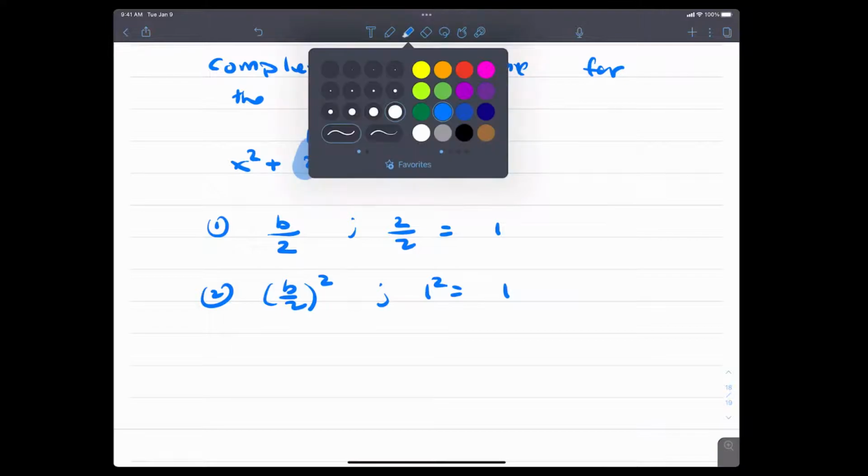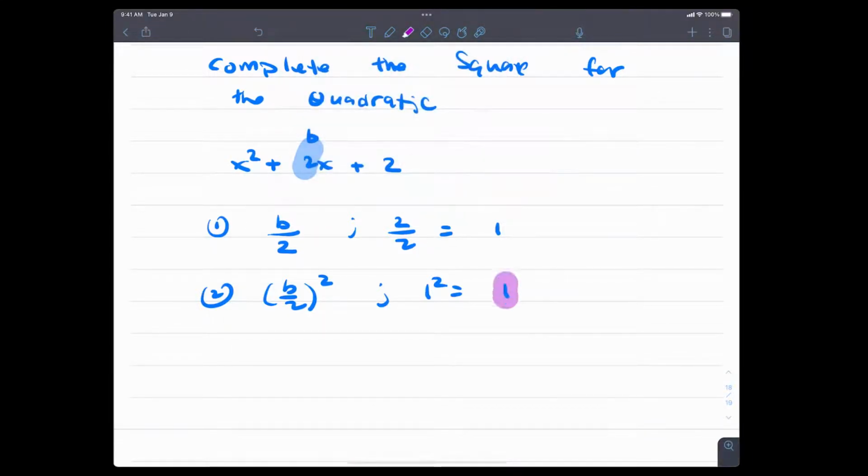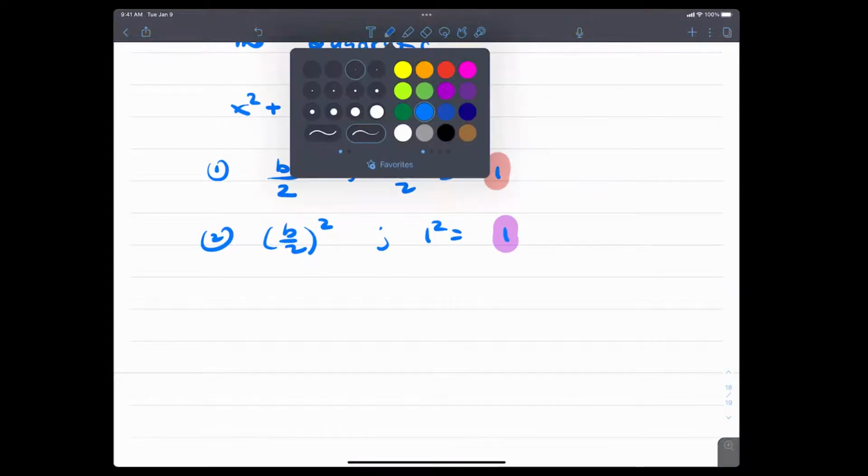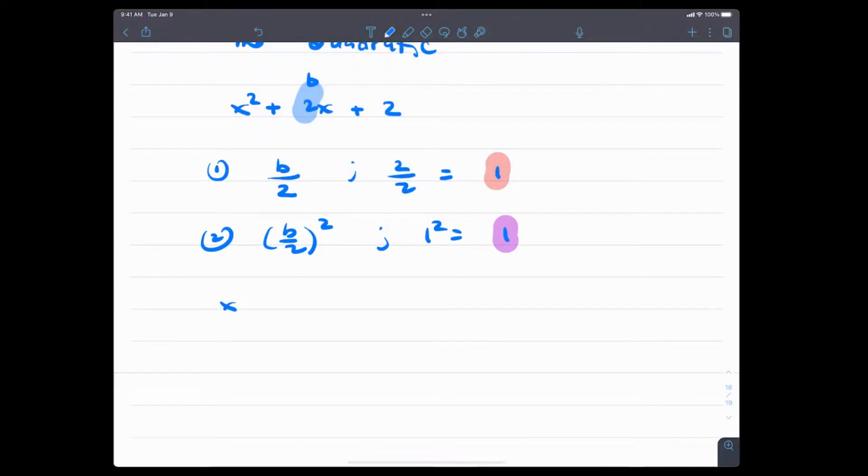This is kind of interesting. I'm going to color that 1. It's the same answer. It doesn't always come out to be that, but it depends on b. So this is completing the square, if you guys remember. Step 3 is what I call the rewrite step. When I show this in intermediate algebra, I call it the rewrite step.